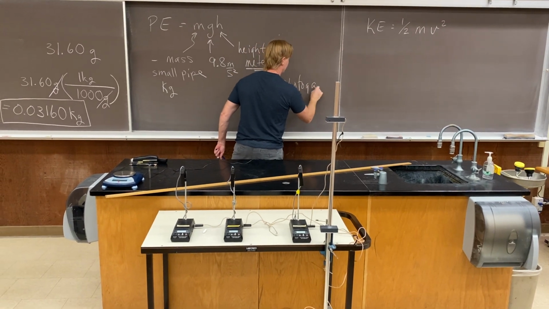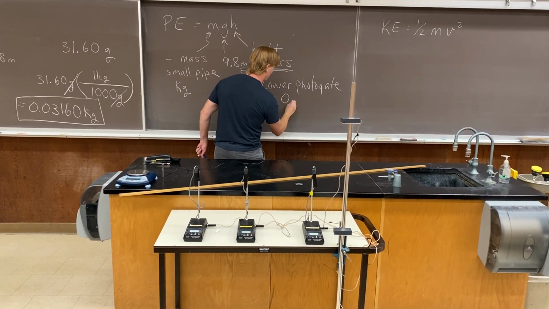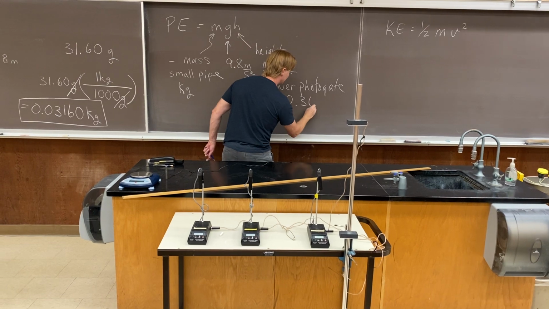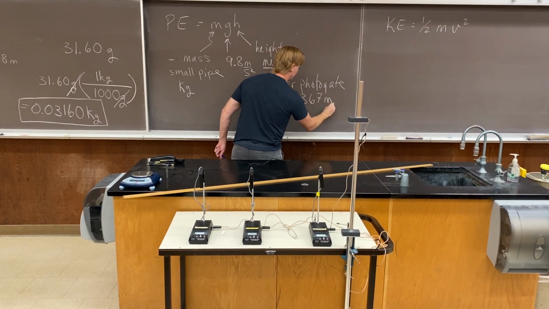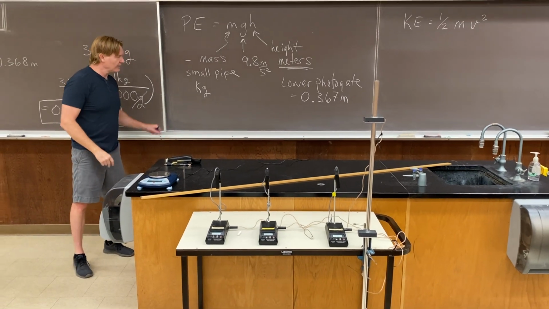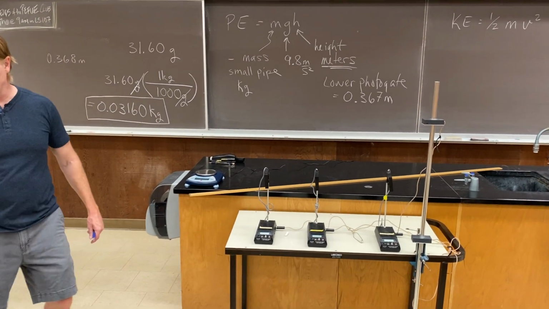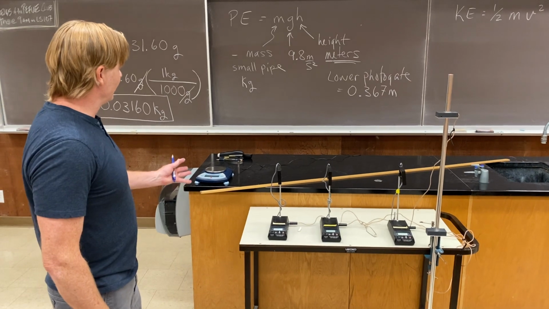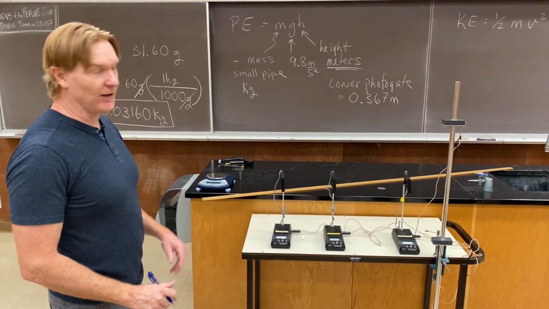Lower photo gate equals 0.367 meters. Okay? All right. Okay, so that's all there is to measuring. But let's do it again.